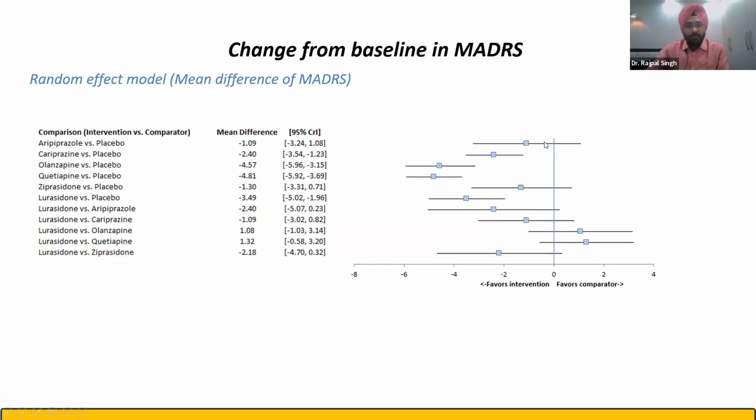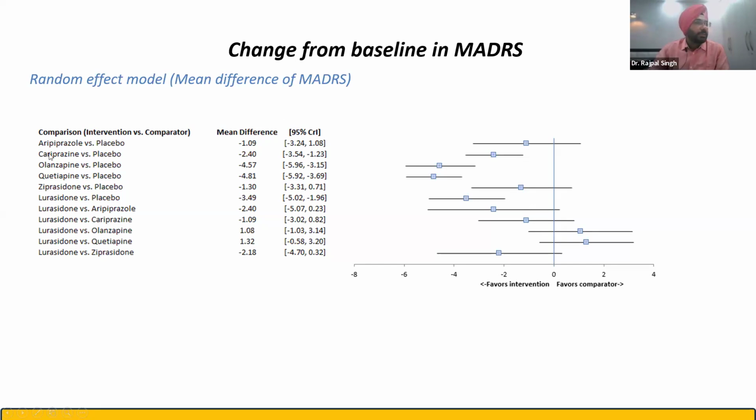And the line at 0, in case of a binary outcome, this line will be at 1. This line of 0 is a line of no effect or null effect. It means if this center box is at this line, the difference is 0. There is no difference in comparator versus intervention. So this is your effect.